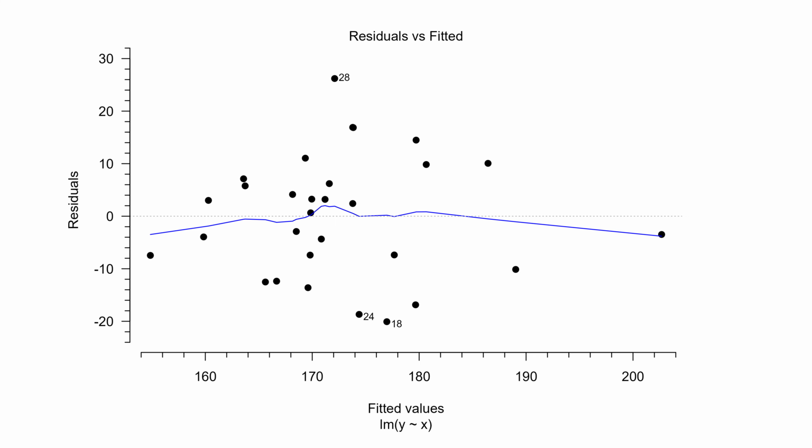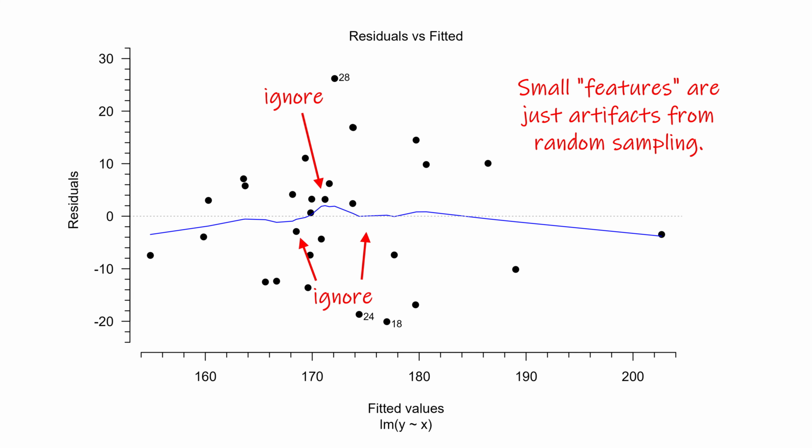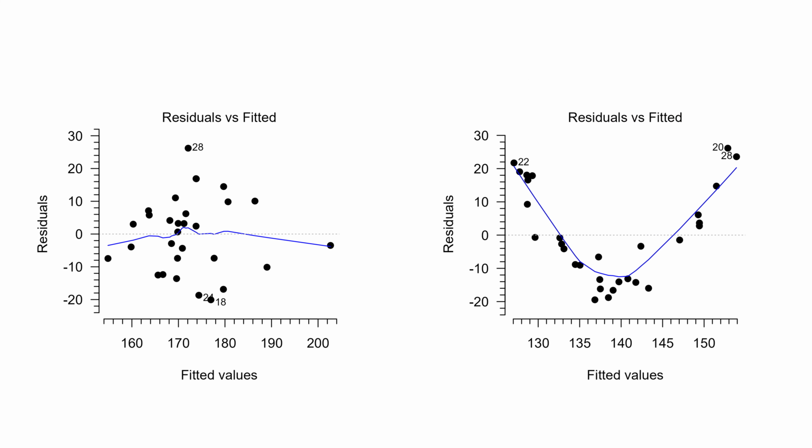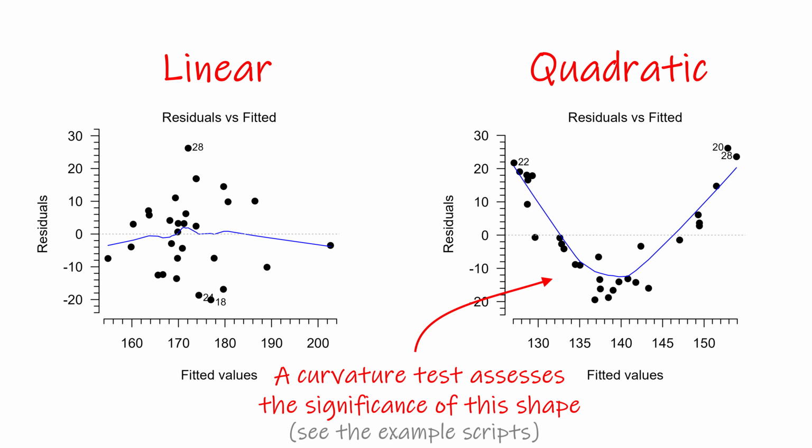The blue smoothing line is only sometimes helpful. It can also pick up small bumps or dips, but that rarely means anything. You need to see a clear trend going from left to right to conclude nonlinearity, like in this example of a quadratic relationship. When in doubt, there are significance tests for nonlinearity, like curvature tests, but be warned that these can also go off when you have different problems unrelated to linearity. So if you want to use a test, always look at the diagnostic plots as well.